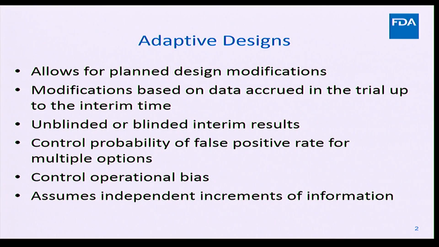So, just for the purpose of making sure that everybody is on the same lines here, adaptive design allows for planned design modifications. I know that Rich previously asked why it should be planned. Modifications are based on data accrued in the trial up to the interim time, and unblinded or blinded interim results can be used. And specifically, we want to make sure that the false positive rate is controlled, and even operational bias. It assumes that independent increments of information are coming in.